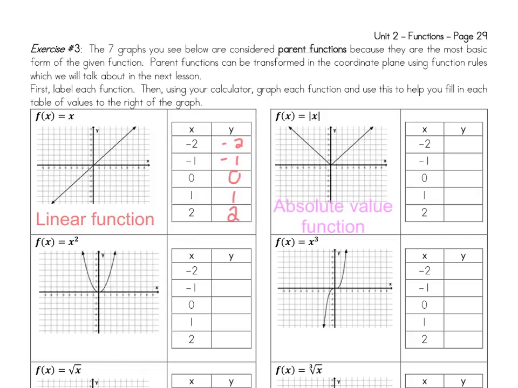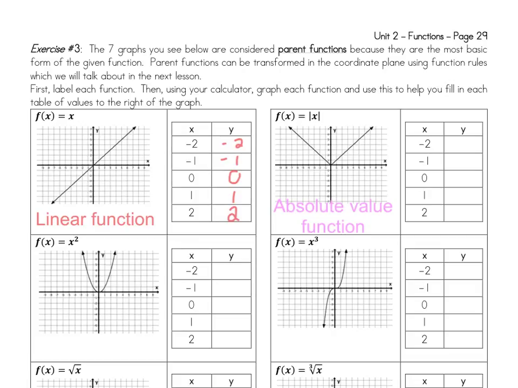I could have picked negative 100, negative 99, negative 9. I mean, I could pick any number that I really want and input it into the function. But we always will have a different output for every one of those inputs. That's why it's considered a function.